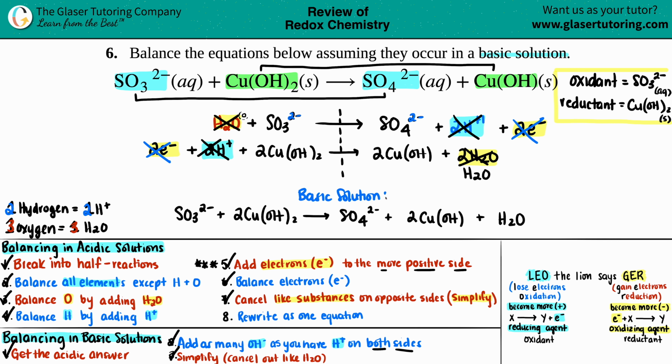Now, since we have everything good to go, I'm now just going to go back and add in those states. So the SO3 was aqueous. The CuOH2 was a solid. The SO4 was aqueous. This guy was solid. And just know that the water that you add is liquid, because we're dealing with acids and bases. And that's it. So this is your answer.